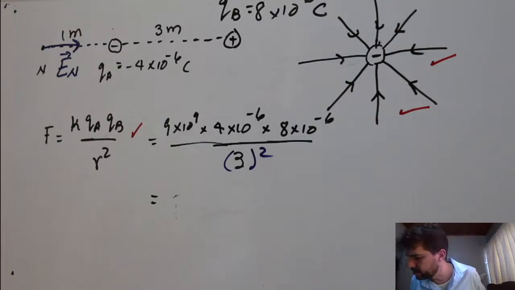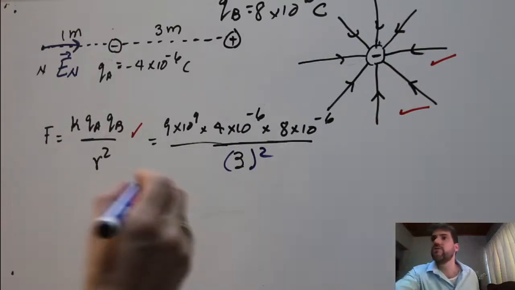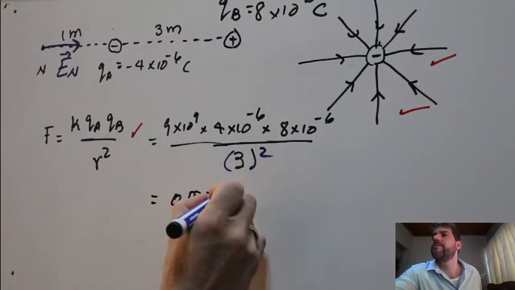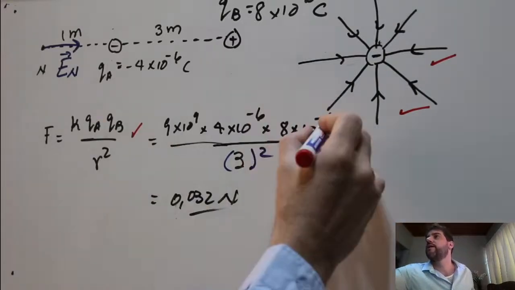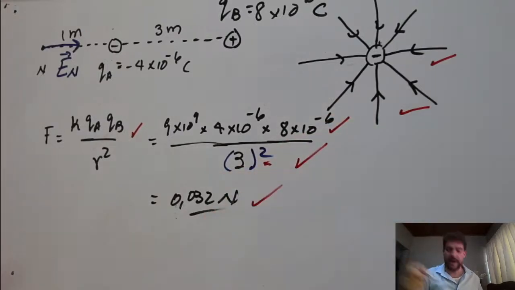Let me recalculate. Maybe I made a mistake here. 9 times 10 to the 9 times 4 times 10 to the -6 times 8 times 10 to the minus 6 divided by 3 squared. 0.032. Yes, I did the calculation wrong with the calculator. 0.032. There we go. Now it's fine. So here you will get another 2 marks. 1 mark for the substitution, and be careful, look here what happened to me, and 1 mark for the final answer. That's it.